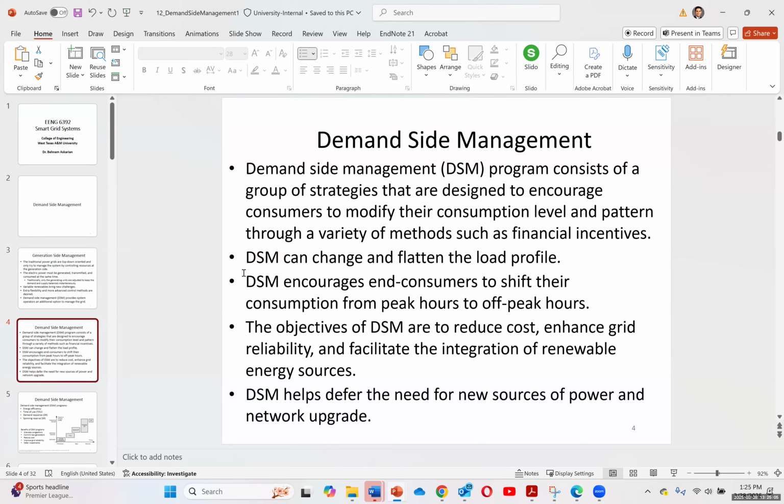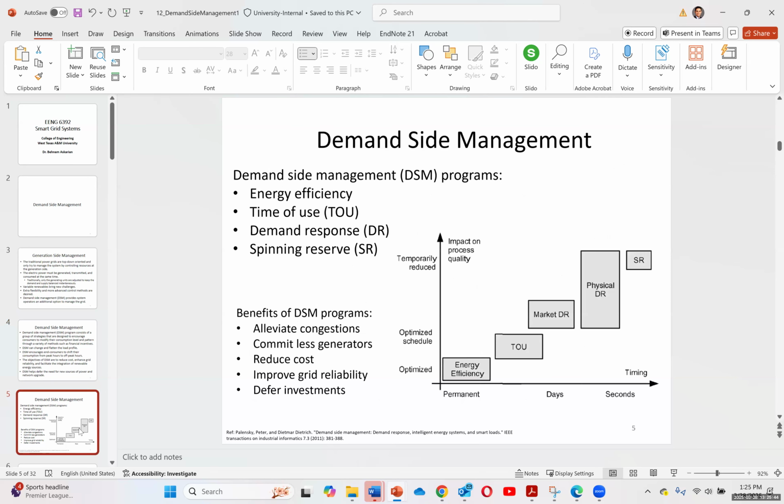A DSM program consists of a group of strategies that are designed to encourage consumers to modify their consumption level and pattern through a variety of methods, such as financial incentives. DSM can change and flatten the load profile. DSM encourages end consumers to shift their consumption from peak hours to off-peak hours. The objectives of DSM are to reduce costs, enhance grid reliability, and facilitate the integration of renewable energy sources. And DSM helps defer the need for new sources of power and network upgrades.